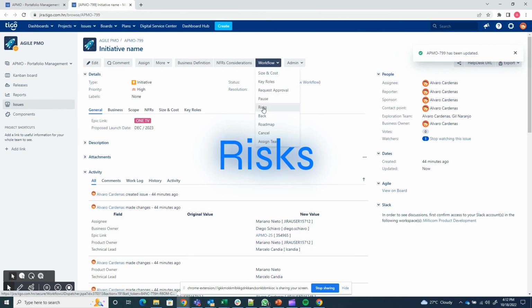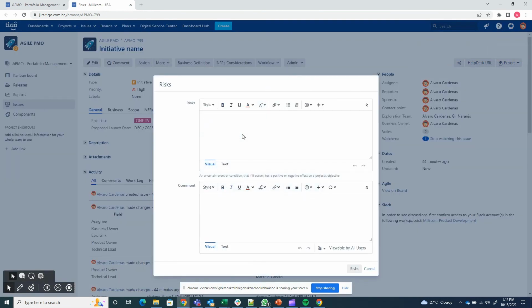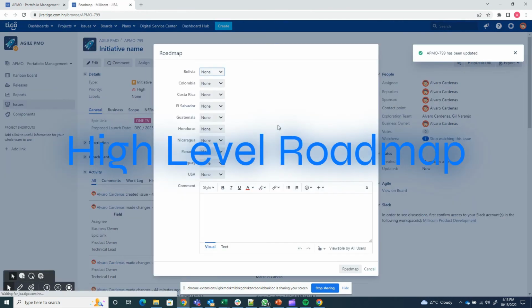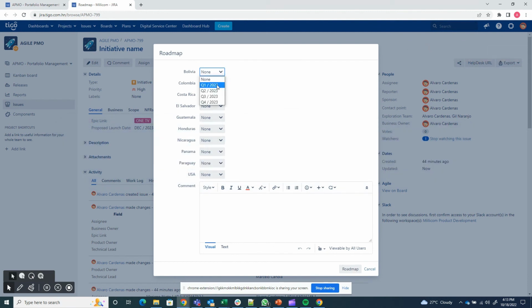Risks. List of uncertain events or conditions that, if they occur, have a positive or negative effect on the goals and are to be considered during the approval and PI planning. Roadmap. Describe the sequence of releases planned for Tigo markets in terms of quarters. This input will be used for budgeting activities and to define which PI planning should be considered for the initiative.